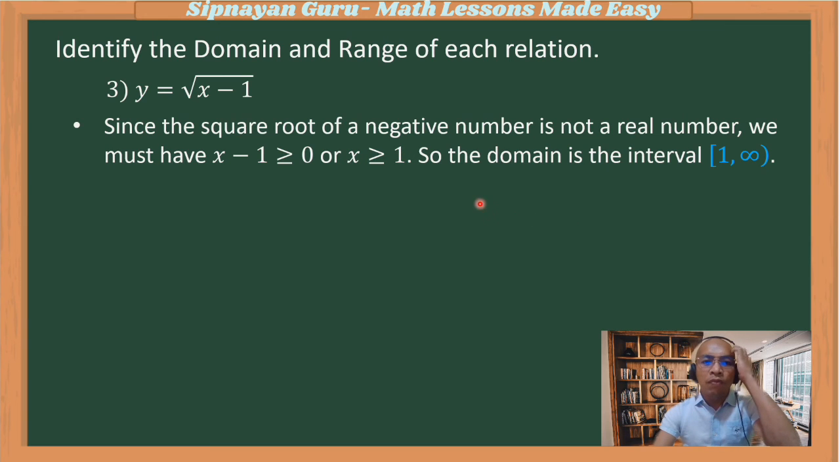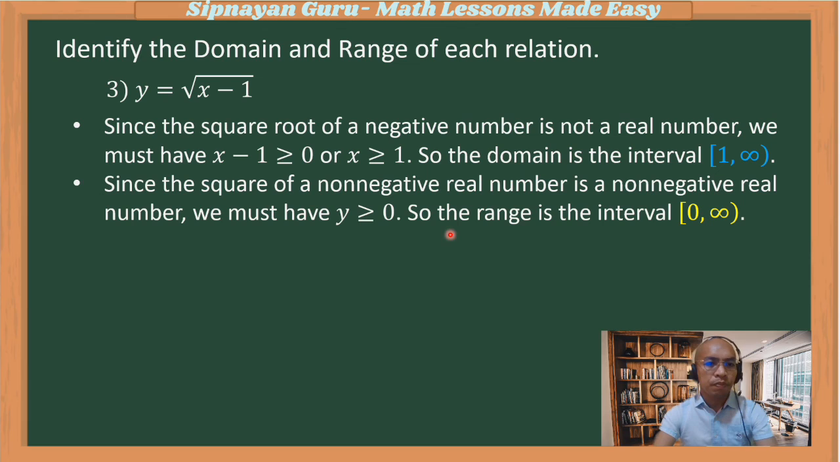The allowable values of x so that the value of y would be a real number are on the interval provided x is greater than or equal to 1. Writing it in interval notation, this is closed 1, comma, open positive infinity. That would mean from positive 1 going to positive infinity.